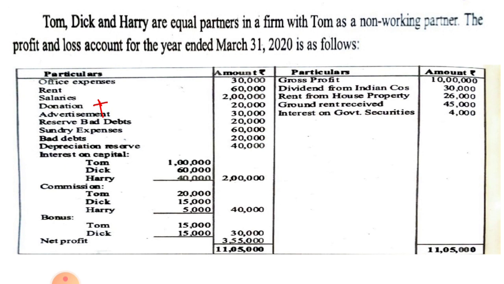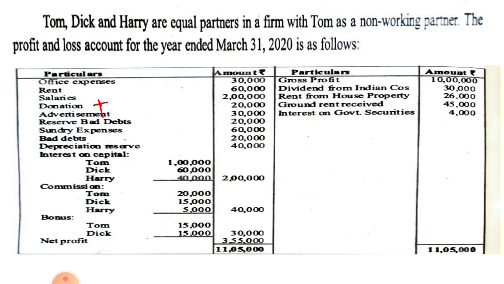Next, go through the commission. Tom 20,000, Dick 15,000 and Harry 5,000. This is disallowed. And commission to working partner is allowed. You have to deduct that thing later. First you have to add this commission to the net profit. Next, bonus to Tom 15,000 and Dick 15,000 is disallowed at first.